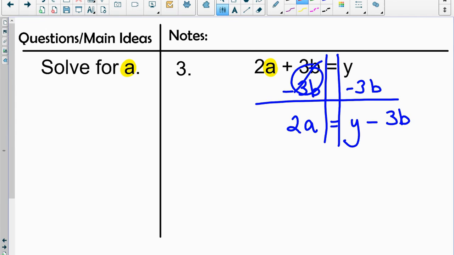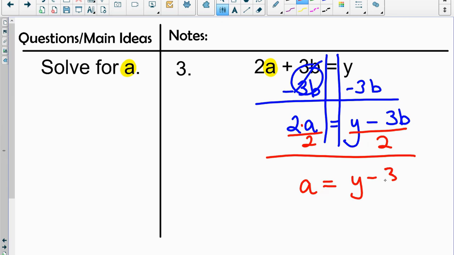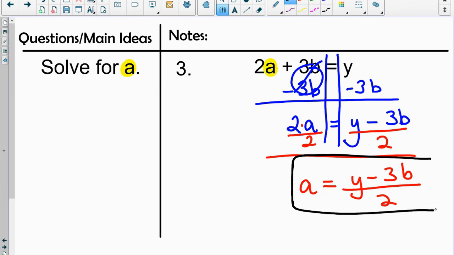To continue getting a by itself, we need to undo the multiplication. So I divide both sides by 2. And I'm left with a equals y minus 3b all over 2. We solved for a because a is by itself.